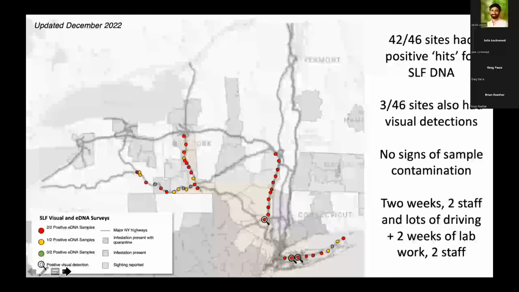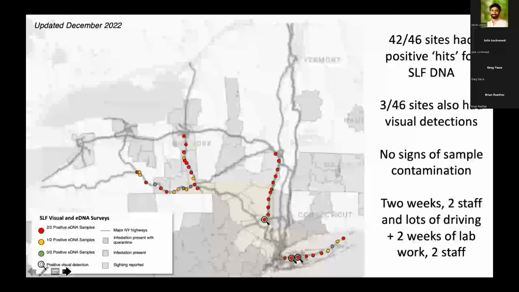And as you can see, the little looking glass, I forget what they're called, glasses indicate where we also got visual surveys, because before we did any eDNA, we did a standardized visual survey at that same location. So the only places that we got visual detections were those 3 spots that have the little glass. And everywhere else you can see where we got positive eDNA hits.